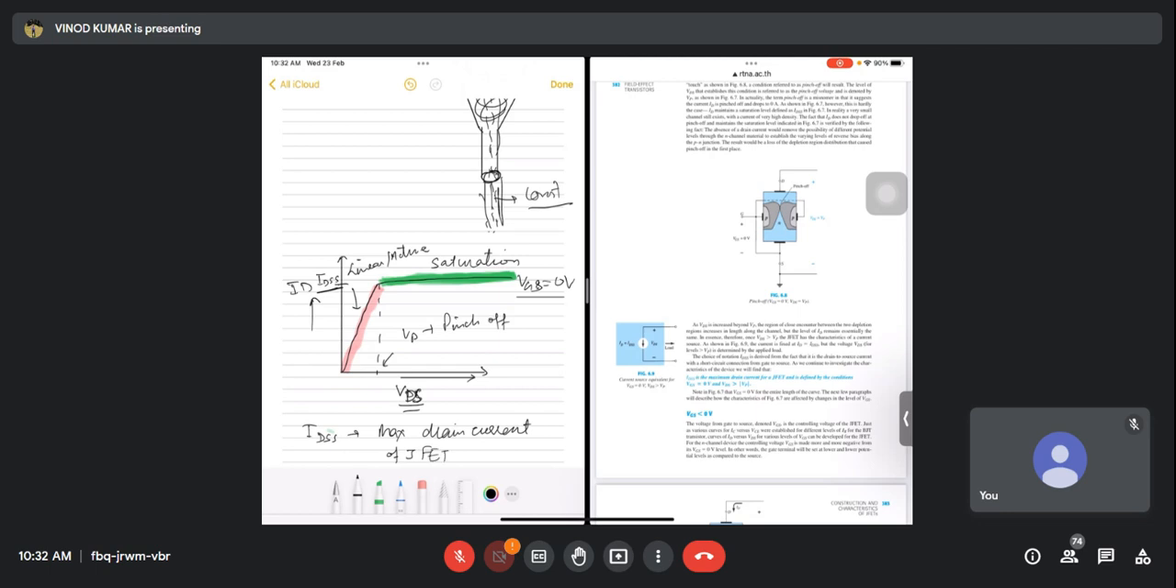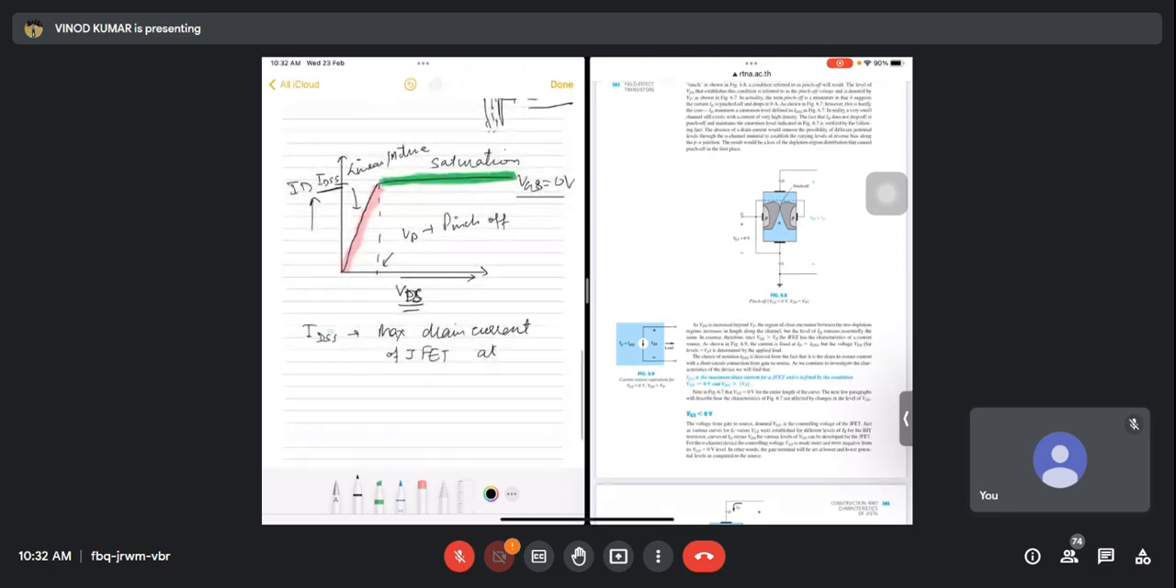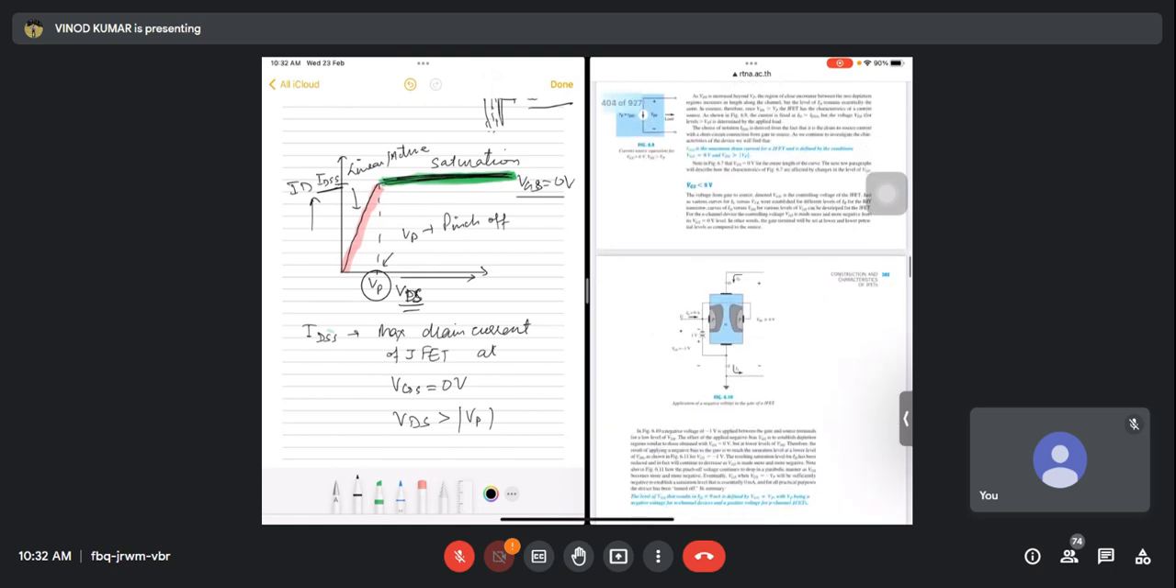JFET at VGS is 0 volt and VDS is greater than pinch off voltage, because this is pinch off. After pinch off, this is going to increase. So this is what I have taken from Boylestad. You can have this book online, okay.